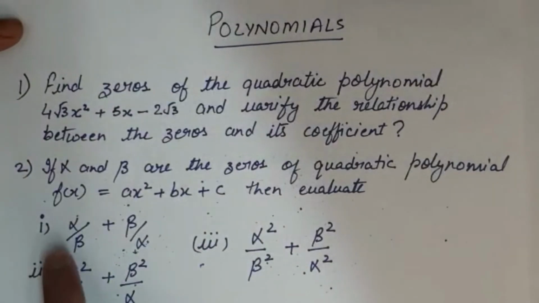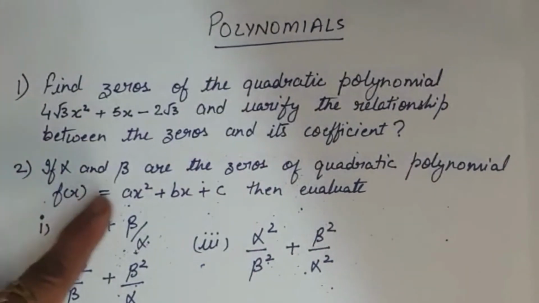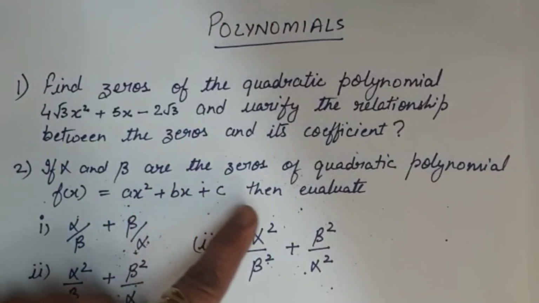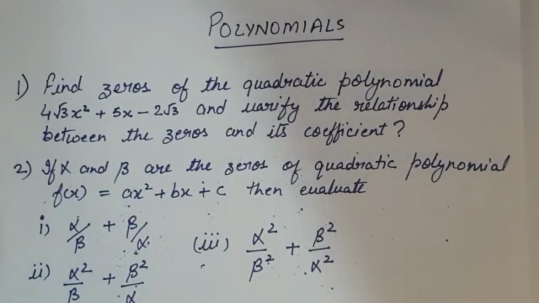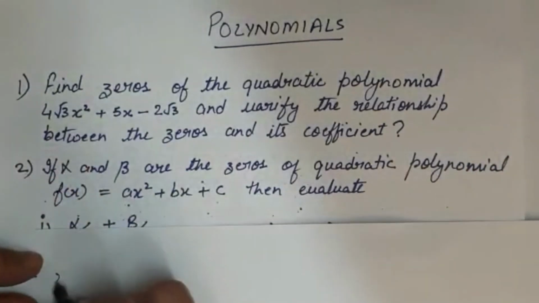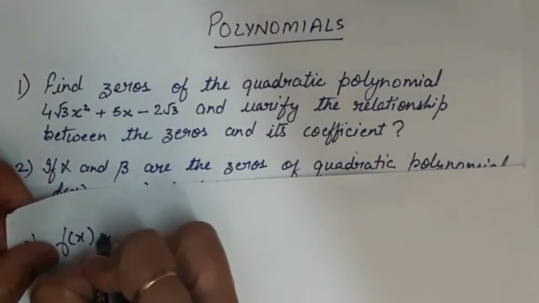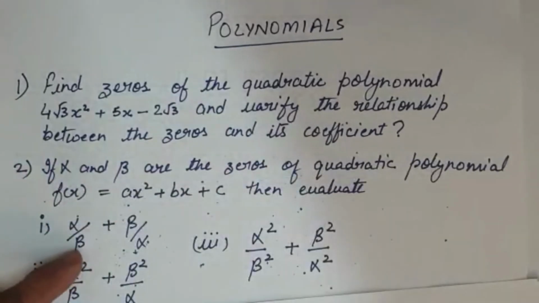See, in the next question I have given all the types. Okay, let's first read it, then you will understand what I am saying. See, alpha and beta are the zeros of a quadratic polynomial, this ax square plus bx plus c. We have to evaluate these things. Okay, so the equation given to us is simple. It is ax square. Just give me a second. Okay, second question. Fx is equal to ax square plus bx plus c. Okay, now we have to prove this.